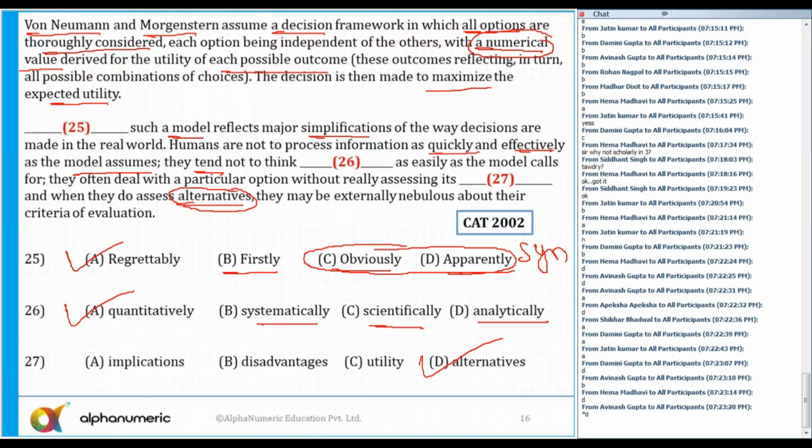They don't know. Nebulous means it's not clear. Humans are not clear about their own criteria of evaluation. They don't know why they have selected a particular option. Okay? So these are going to be the answers. Did you understand?